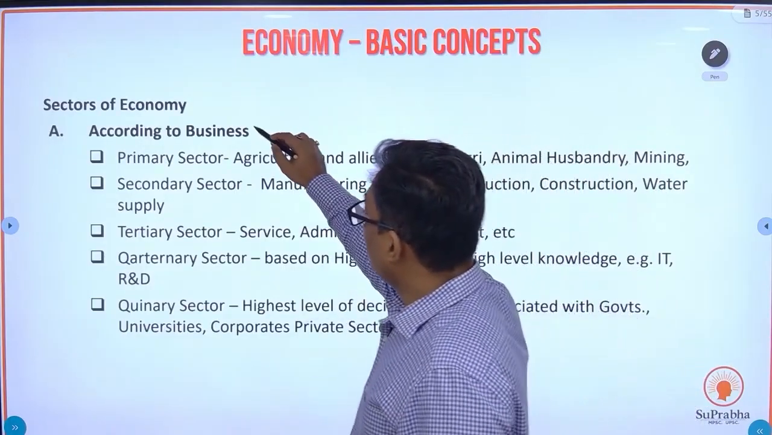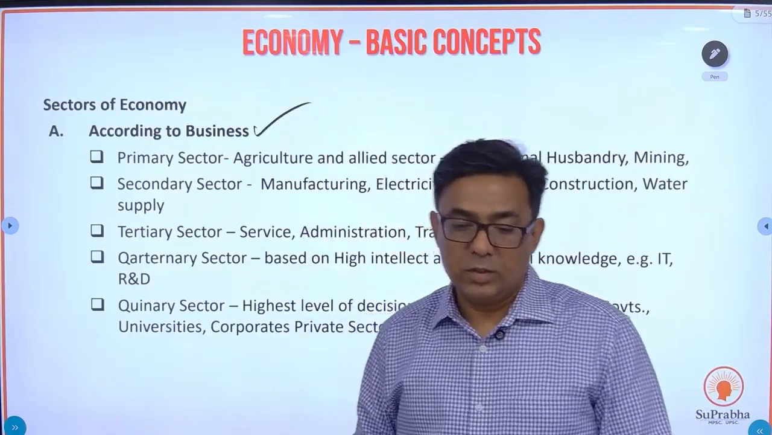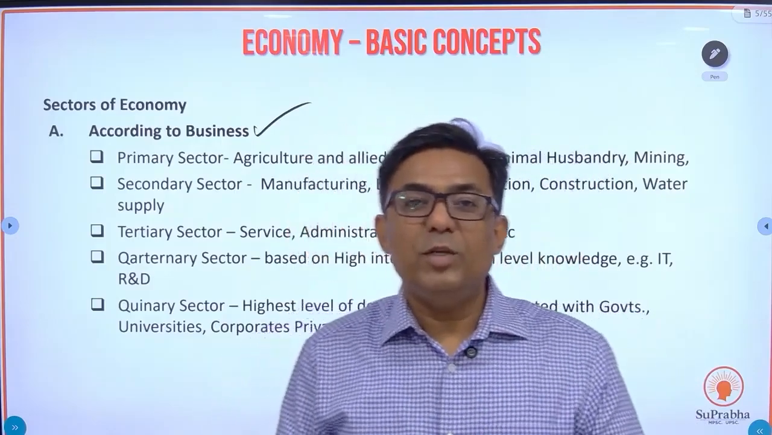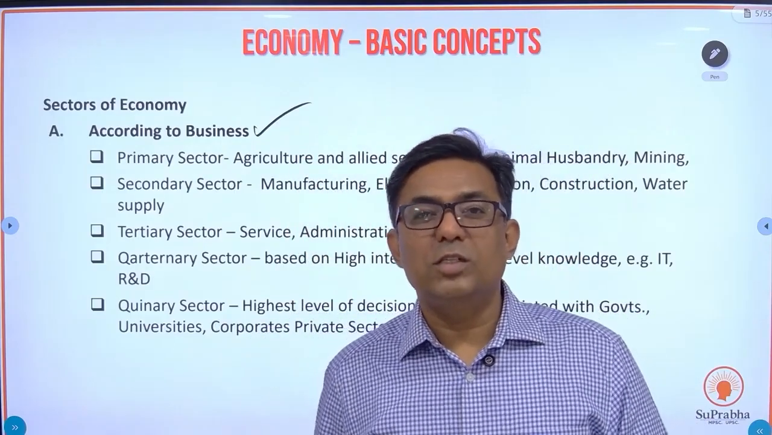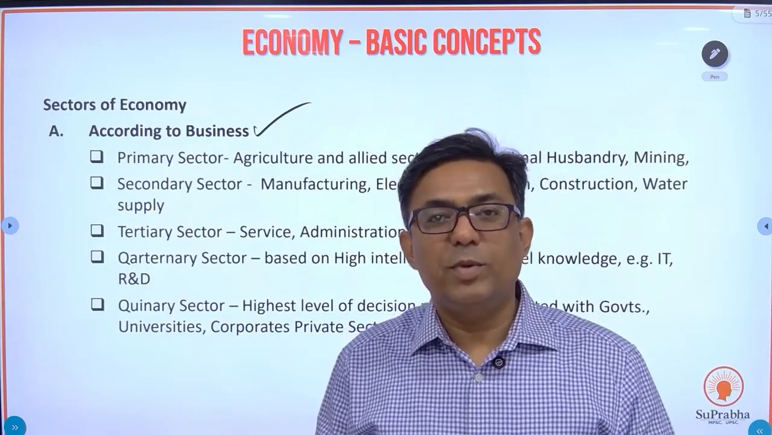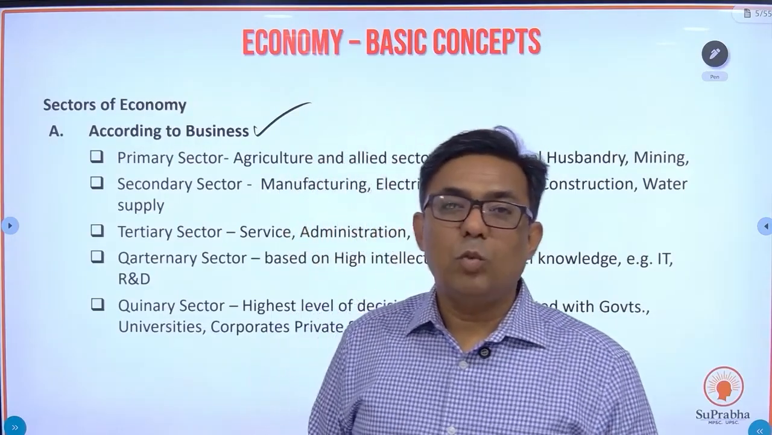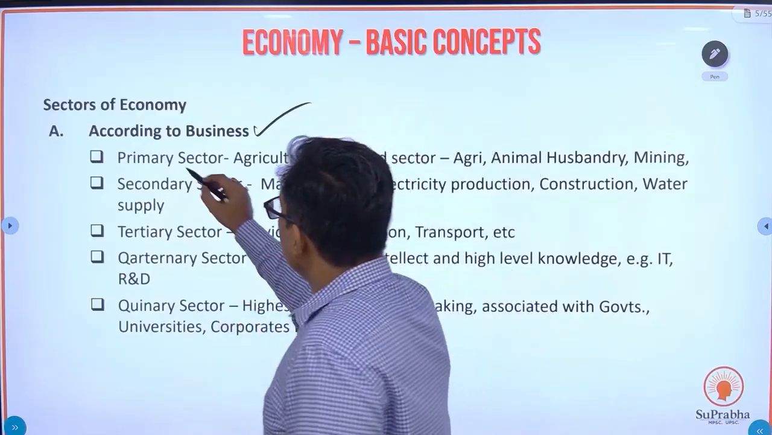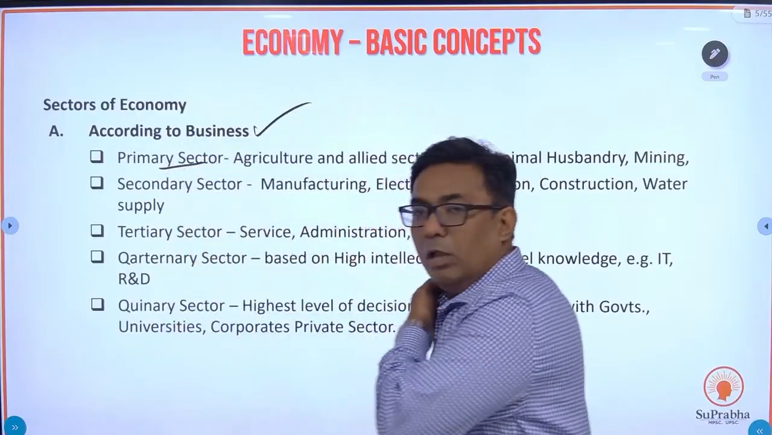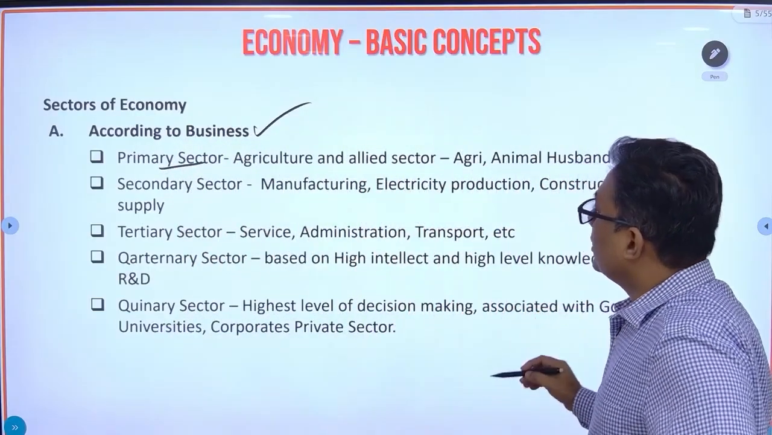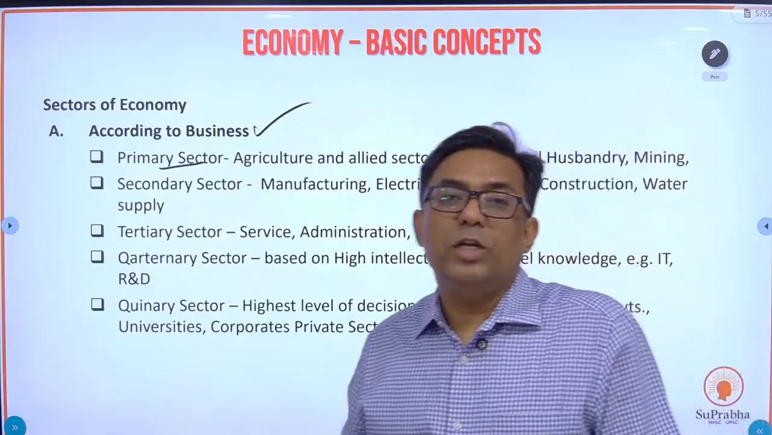Then, according to business, sectors of the economy according to business. The next basic concept is, because I will be using these words every now and then, capitalist, socialist, primary sector, secondary sector, so it's better to understand these concepts beforehand itself. So according to business, what are the different types of sectors? First is the primary sector. Primary sector is one which is based on nature.